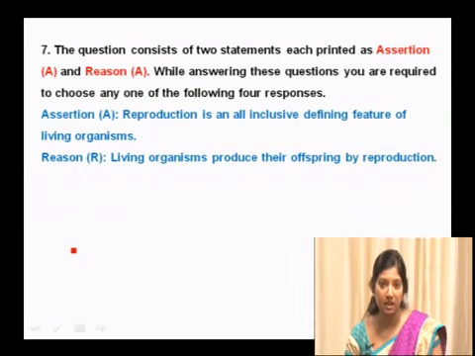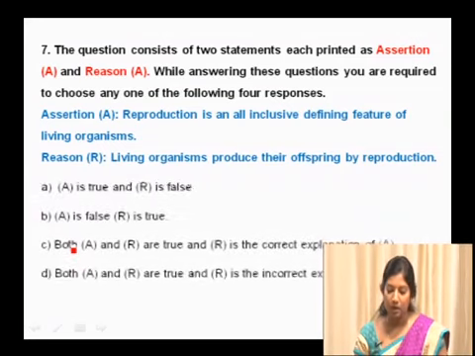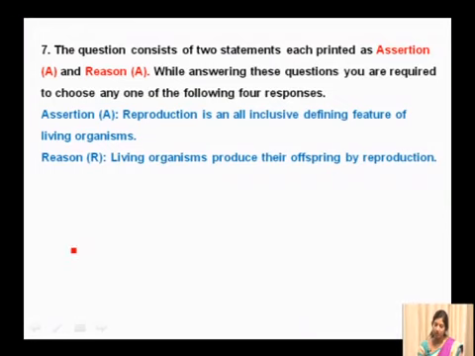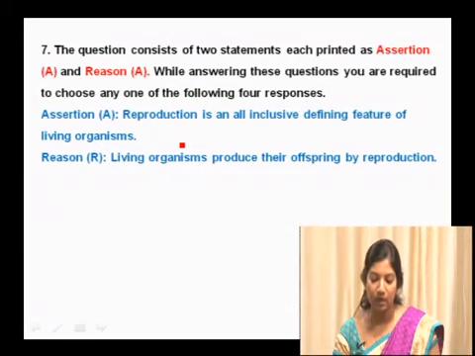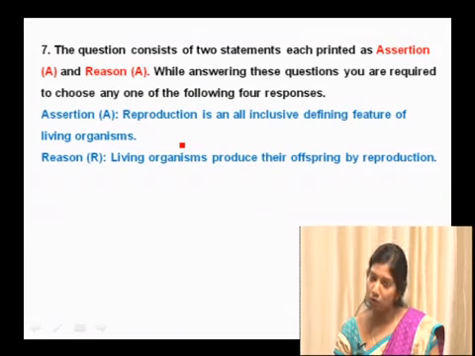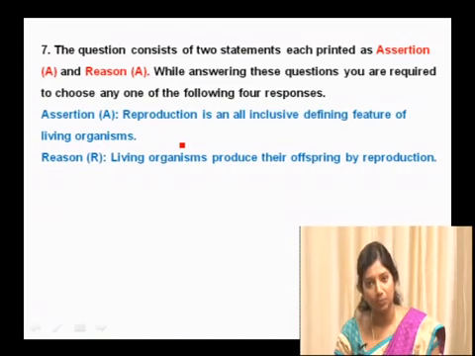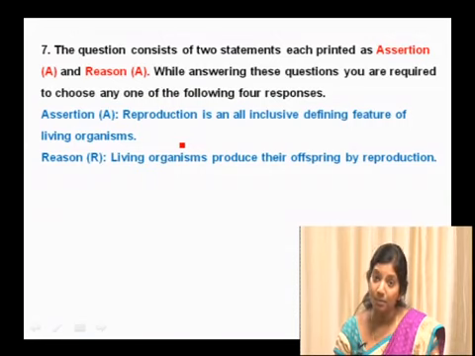So let us see what are the options which are given. Here, let us first see the assertion. Reproduction is an all-inclusive defining feature of living organisms. When I was explaining, I had told you reproduction is a very important feature which you find in living organisms. But there are organisms which are incapable of reproducing. For example, worker bees and mules cannot reproduce. And infertile couples who cannot produce kids are still living organisms. So this statement proves to be wrong.